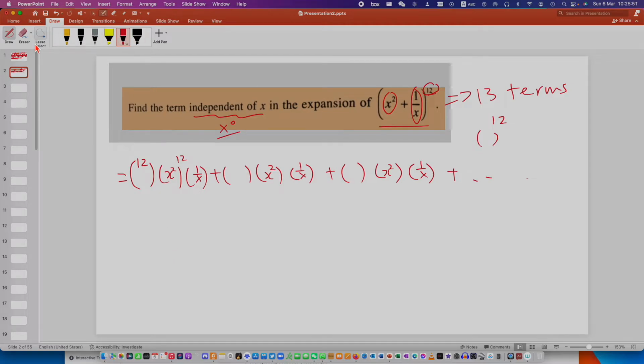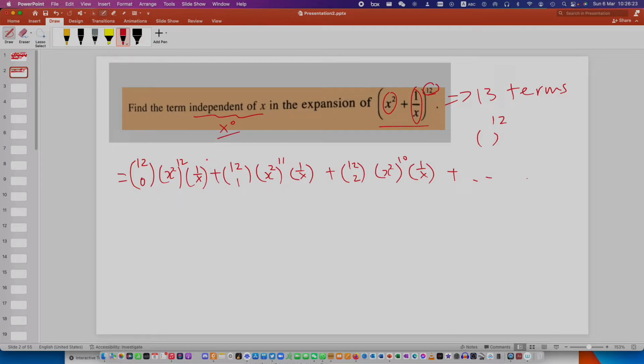Let's say you don't fill up the power 12 first. Just write down the 12 choose first, because it's always 12 choose something throughout. For the first one it is always 0, and then this is 1, this is 2, and subsequently. Then now it becomes very simple. 12 minus 0 is 12 here. Therefore you have 12 minus 1 is 11 here. 12 minus 2 is 10 here. So subsequently.